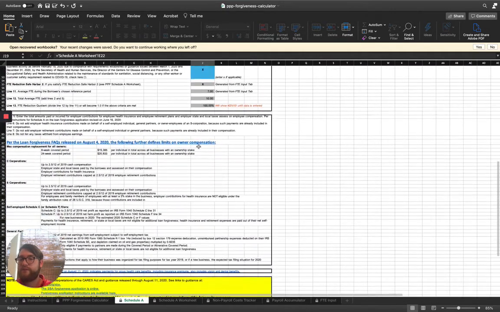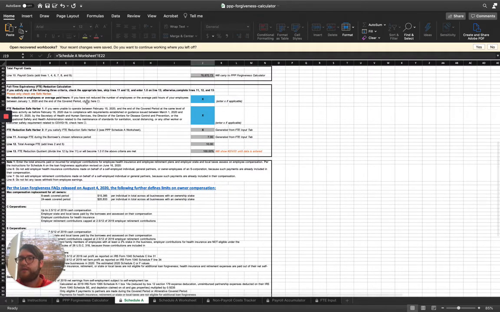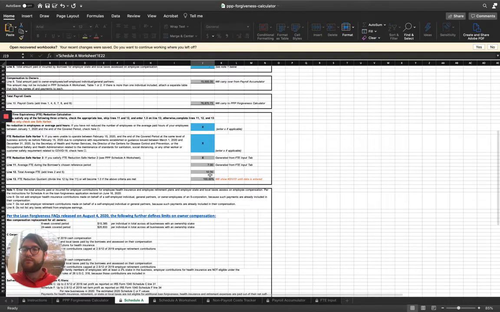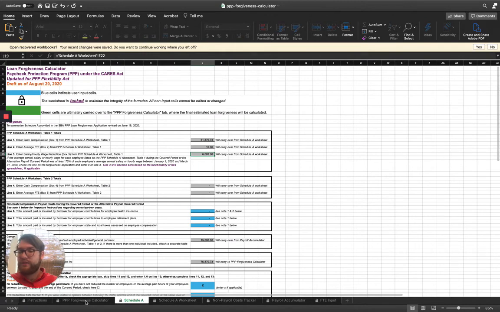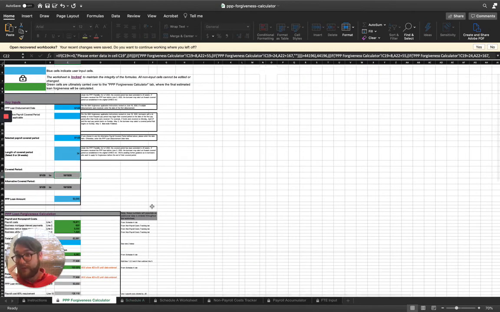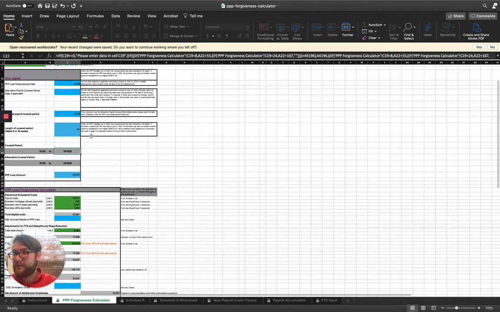Then we have two other boxes here about employee reduction in average pay, or the reduction in safe harbor. So read these, see if it's applicable or not. If it's not applicable, leave it blank. If it is applicable, go ahead and put an X in there. Once we've reviewed all of that, we should now have an almost complete PPP forgiveness loan calculator.